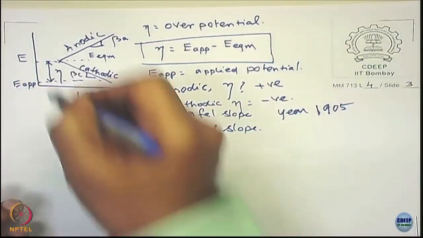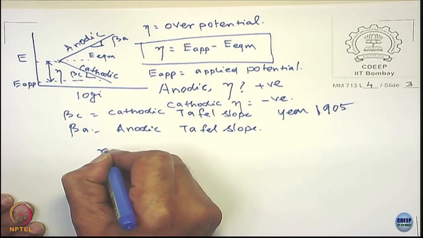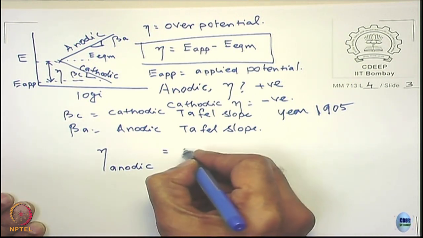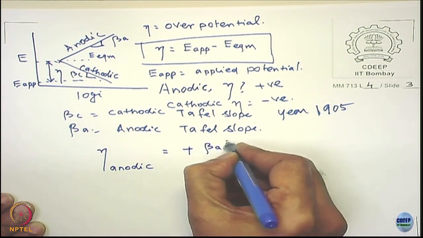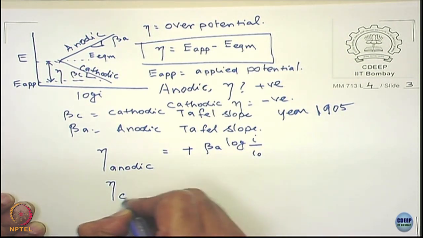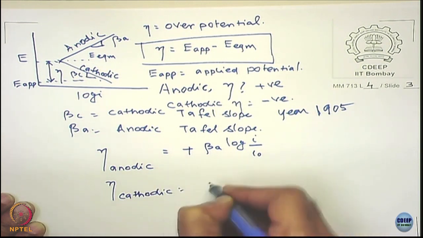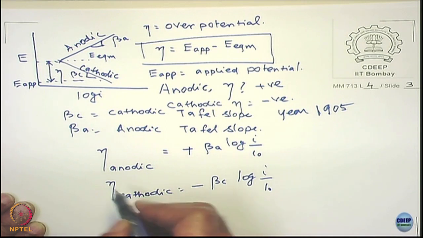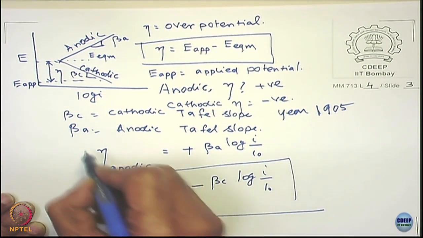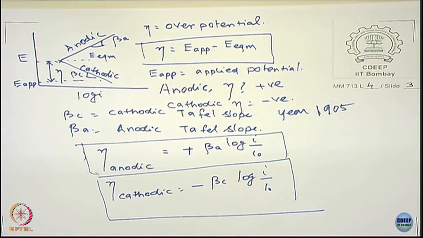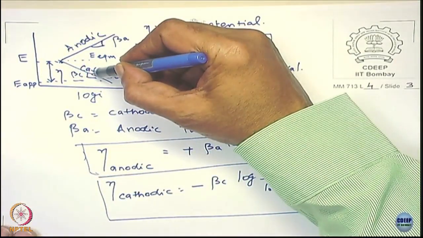Now, he has also derived the equation: eta anodic equals plus beta A logarithm of I upon I naught, and eta cathodic equals minus beta C log I upon I naught. You are all good in mathematics now, right? You should be able to see how this can be derived. It is a simple linear equation, nothing more, right? Because you know this is your I naught, and the Tafel slope, you know that.